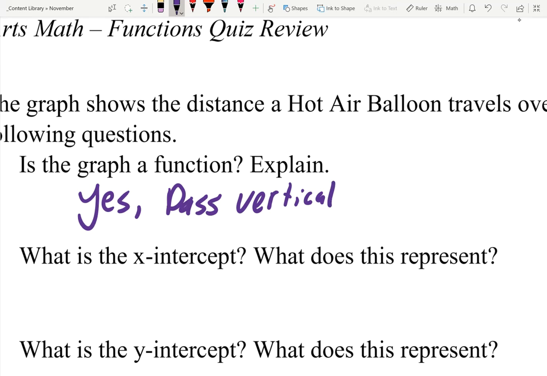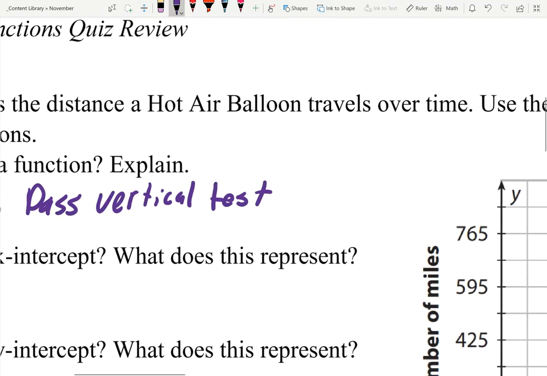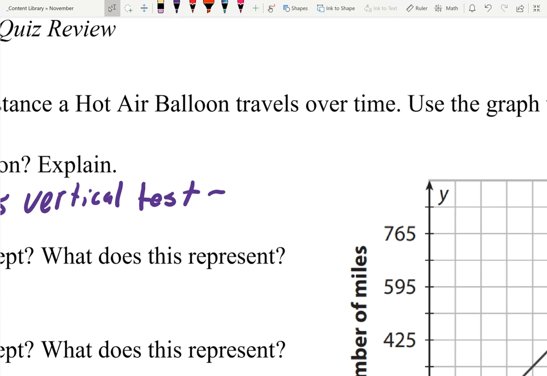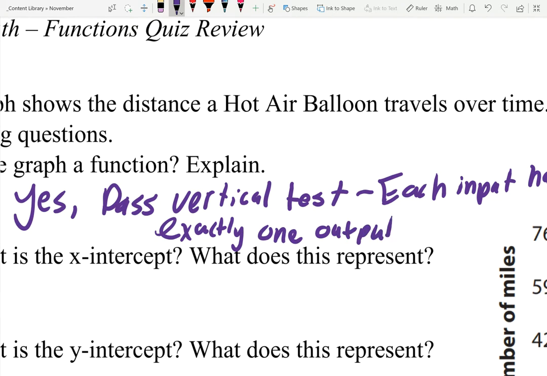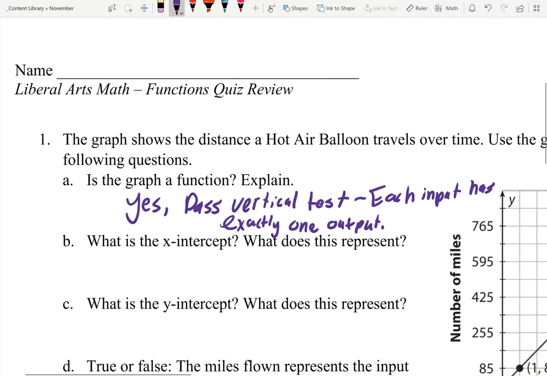Is a good enough answer. However, you may also state the definition of a function, right? Definition of a function is each input has exactly one output.